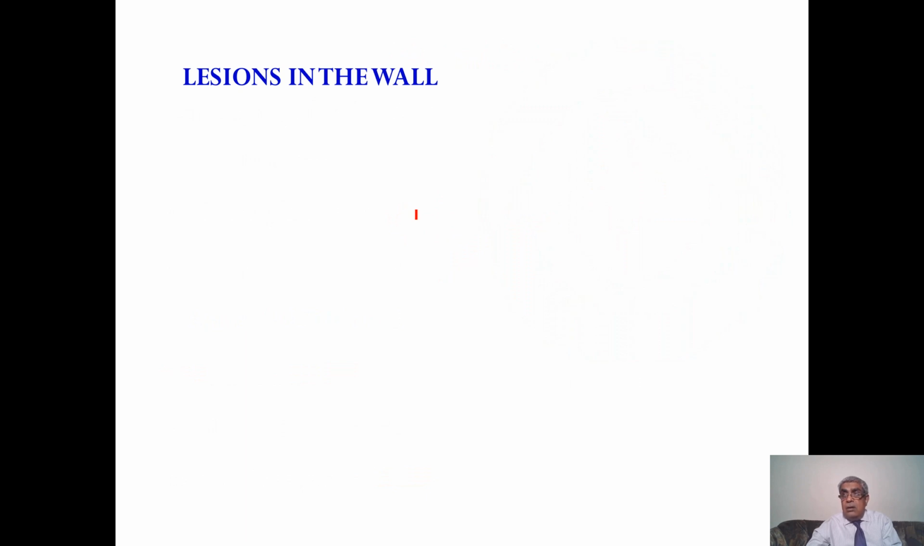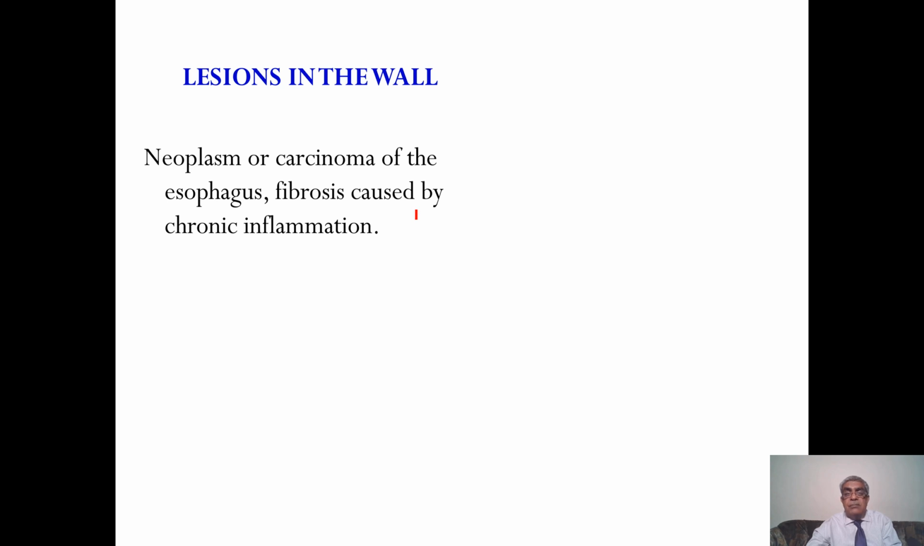Lesion in the wall, and that may be tumors, neoplasm or carcinoma of the esophagus, or fibrosis, which is caused by chronic inflammation. Once there is fibrosis, of course, it is the result of the chronic inflammation, and it reduces the lumen of the esophagus, or the lumen of the esophagus is also reduced by carcinoma of the esophagus.